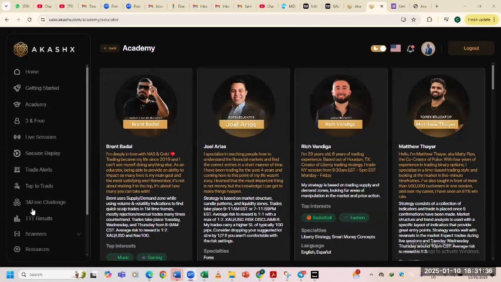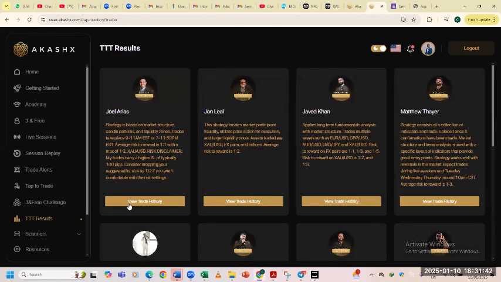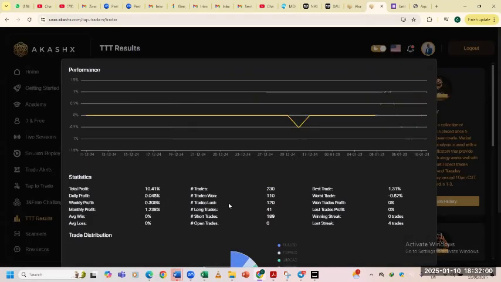I believe we can all still see my screen. This is tap to trade results. Jewelarias, I believe, is the one topping the chart. He is currently 11% for the month in profit. So if you took all his tap to trades, all of them, including his losses, you will be 11% up over the last 30 days. That's Jewelarias. John Lil, for the month, is 1.2%.